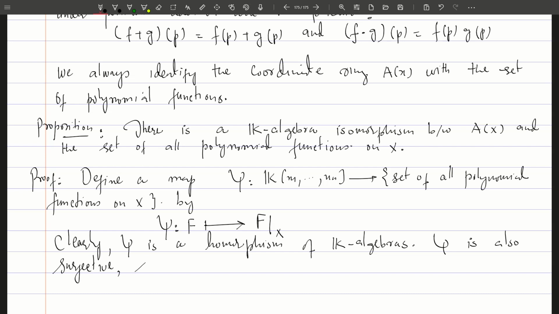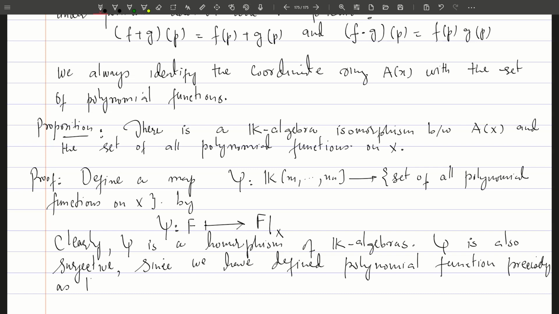So psi is also surjective since we have defined polynomial functions precisely as the restriction of polynomials.